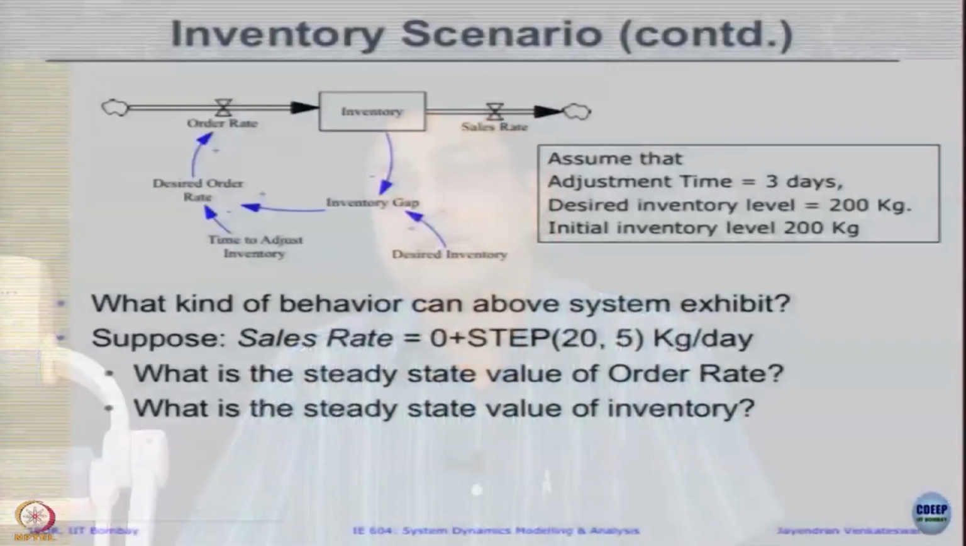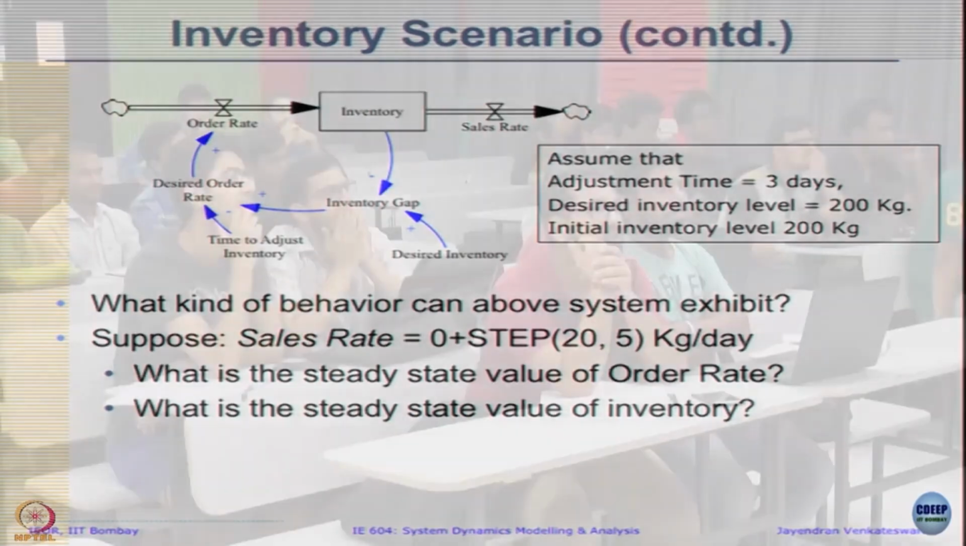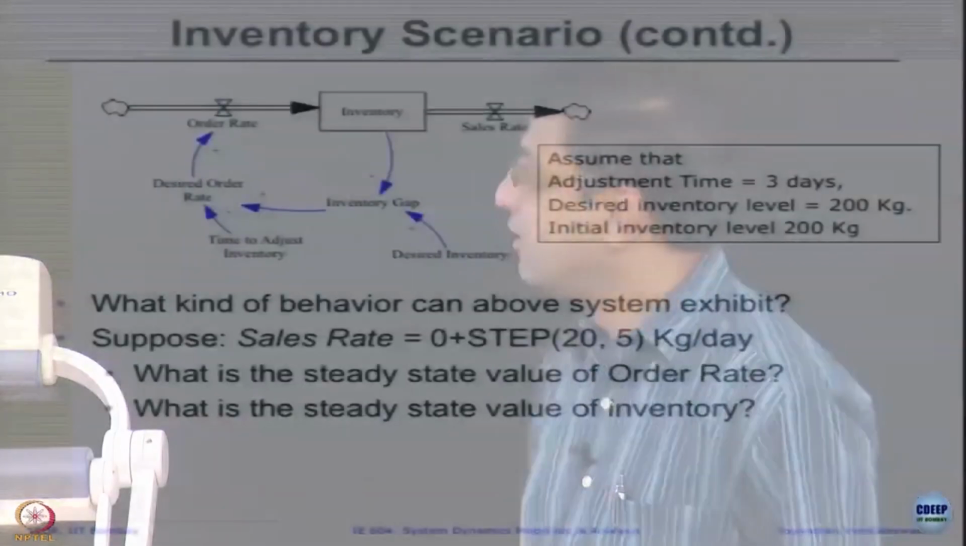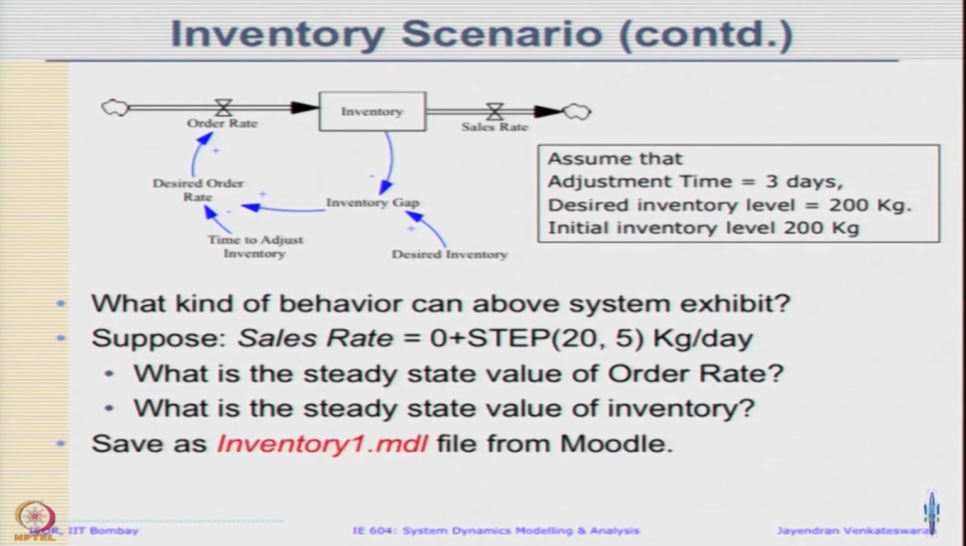What will be the steady state value of inventory? Will it remain at 200 or not? It will be less. How much less? The time to adjust inventory is 3 and order rate is 20. So, it should be about 140, or we can simulate it and see. With a constant exogenous variable, the new steady state value will be less than the desired value by an amount equal to the product of the steady state sales rate and the time to adjust inventory. So, does it reach 140? Save this model as inventory1.mdl file.